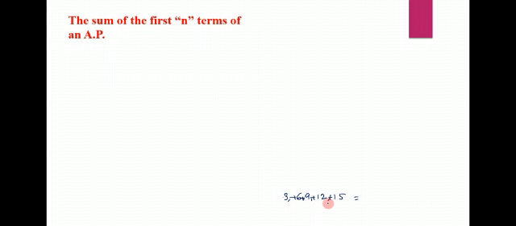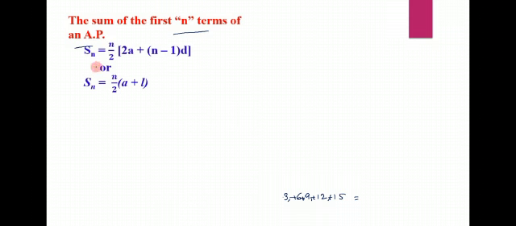Likewise, if there are n terms, then to find the sum up to n terms, we require an easier method. So it is necessary to learn the formula for the sum of n terms of AP. So let us see the formula. The sum of n terms of AP is represented as Sn. Sn is equal to n by 2 of 2a plus n minus 1 into d.